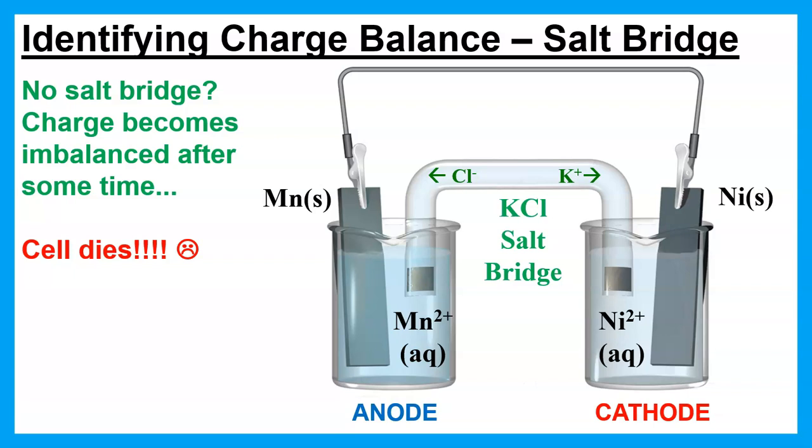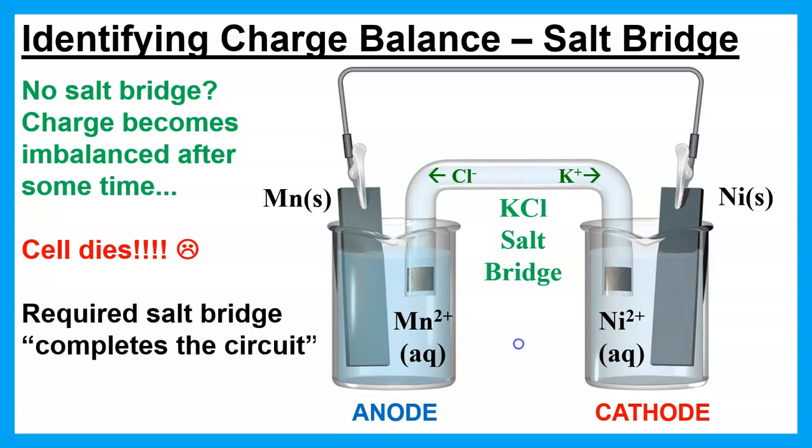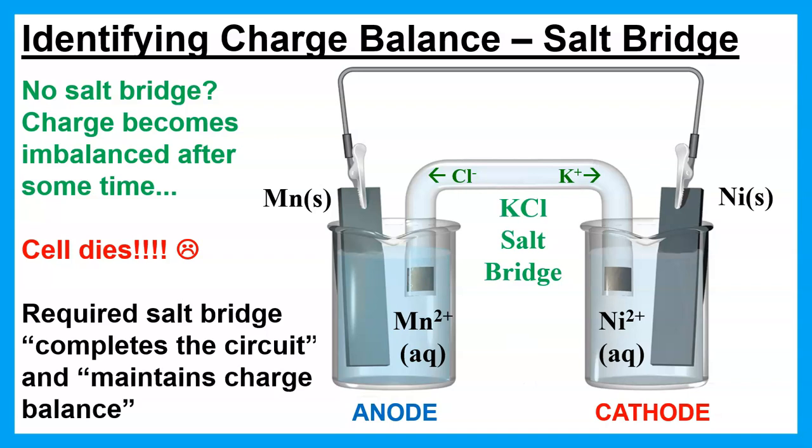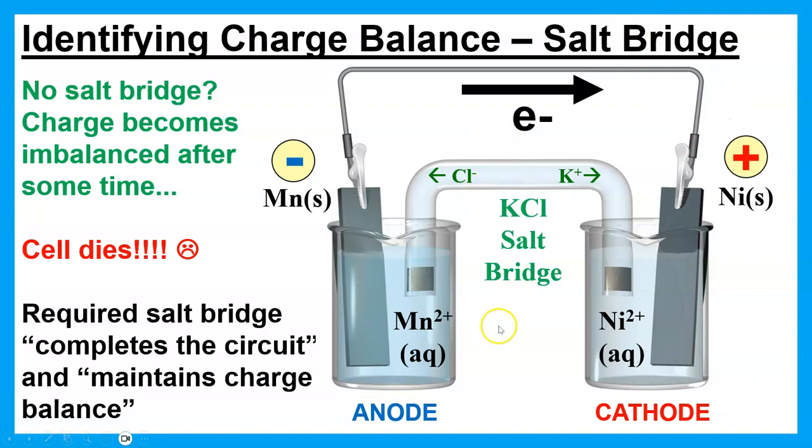And so what the salt bridge does is it gives the ions that are needed to keep the charge balance, to keep your cell working, and we say it, quote, completes the circuit and maintains charge balance. This is a phrase I want you to memorize. I want that in your brain somewhere because they very often will ask you about that. The only way those electrons can keep flowing from our anode to our cathode is if that salt bridge keeps those charges balanced.